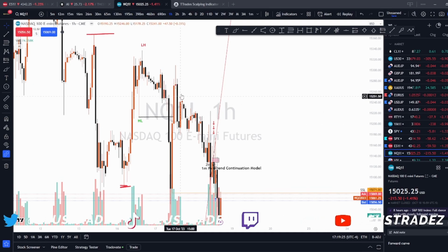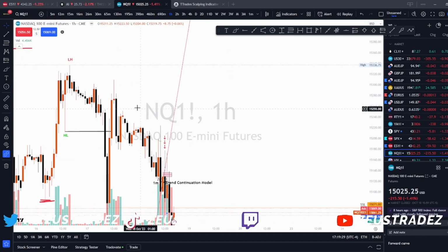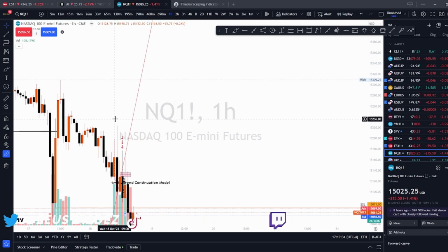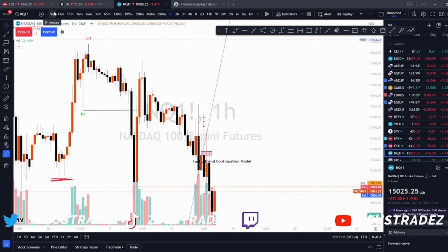So if we know the higher time frames are all pointing down, right? Our job is not to necessarily catch a long. We don't want to catch a long. Why don't we want to catch a long? Well, let me just show you. Let's go down to the lower time frames, right? Let's go to the 15-minute.